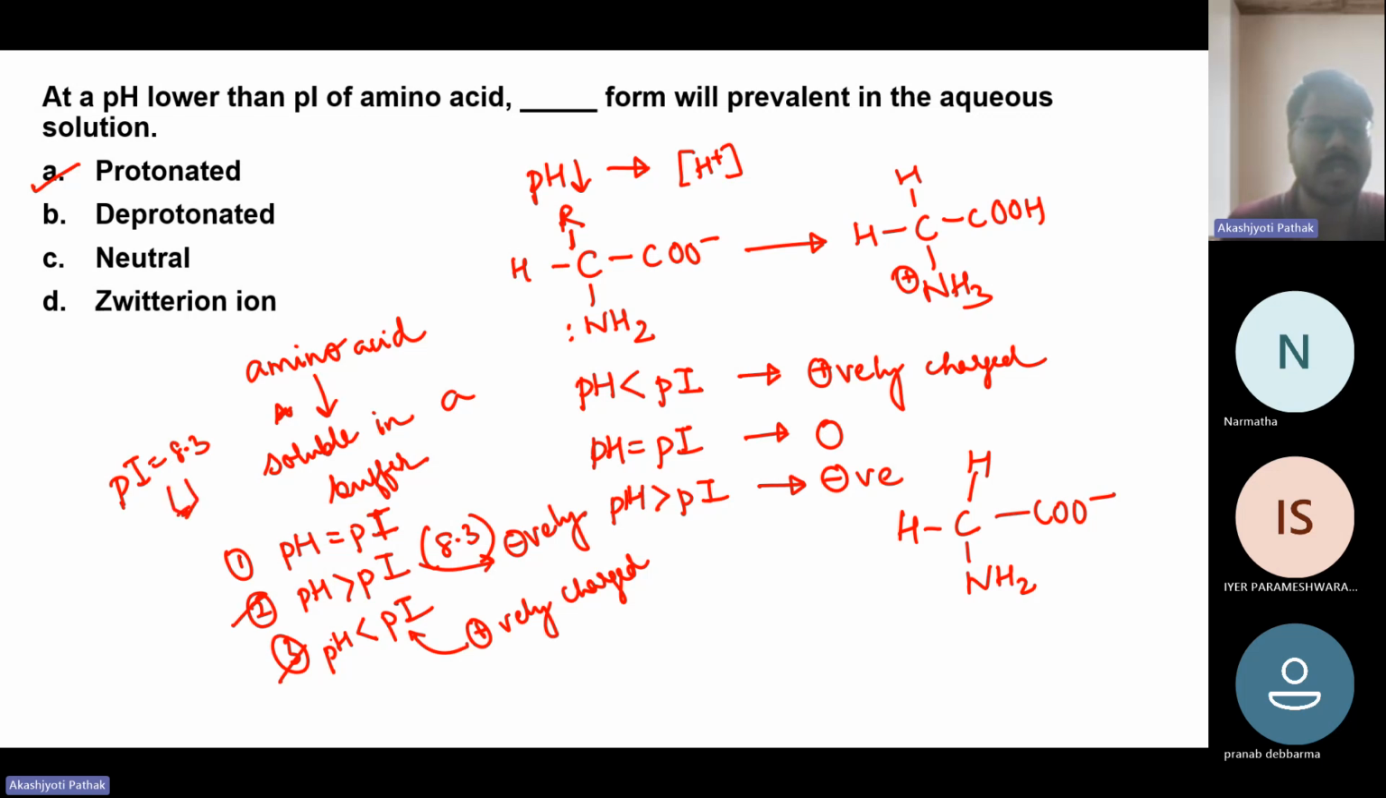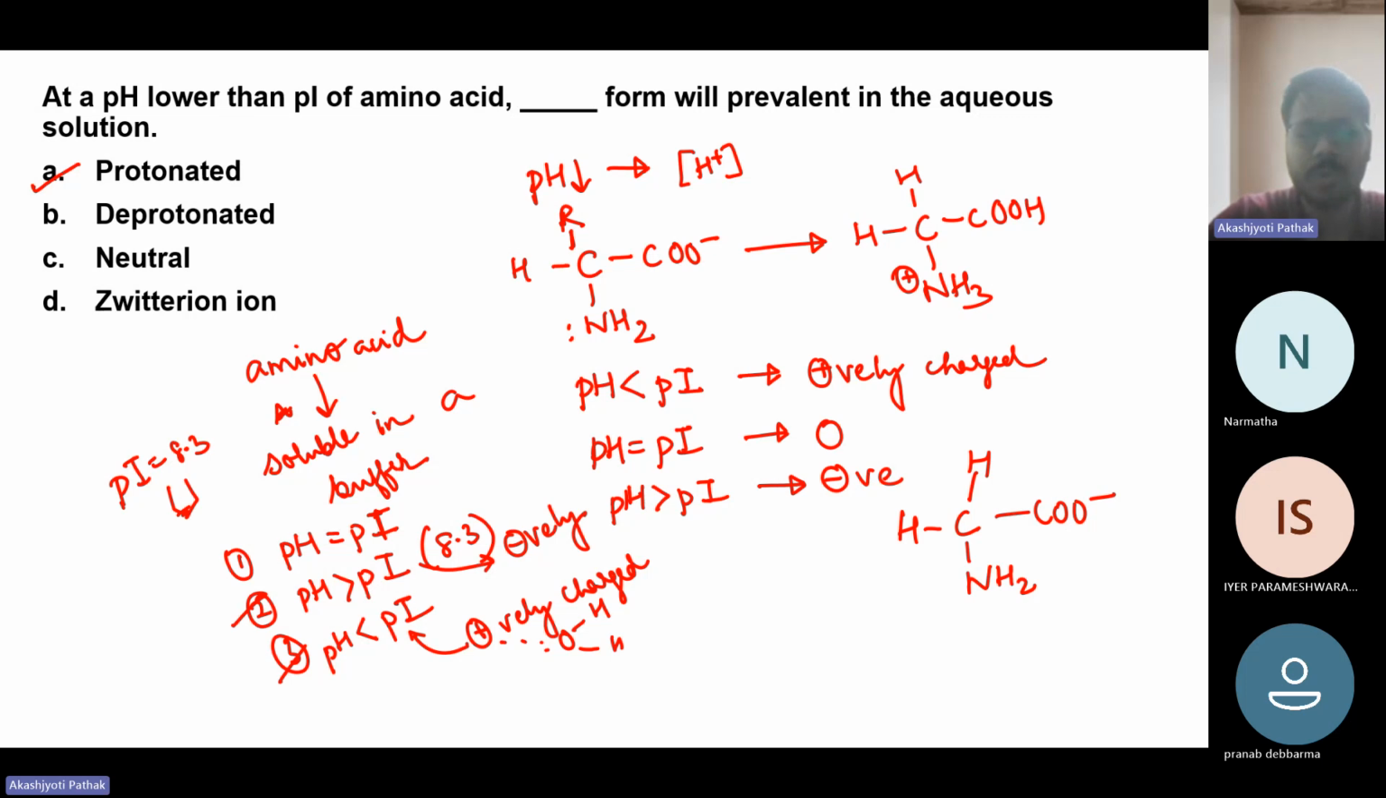Okay. So in both these cases, if the pH is greater than pI, my amino acid will be soluble. And if my pH is less than pI, it will also be soluble. For example, you want to dissolve your amino acid in water. If your amino acid is positively charged, then it can form hydrogen bonds with the water molecule, or there can be the O minus charge present on the water molecule, and it can also have some electrostatic interaction. But if there is no charge on my amino acid, then it will form a precipitate and it will not be soluble.